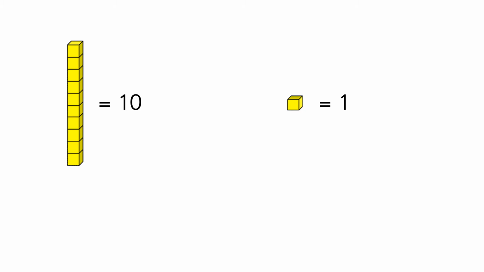And that is a really nice way of us remembering our place value. And we know that there are how many ones in this 10 stick? There are 10 ones. So we know that 1 ten is equal to 10 of these ones. And 10 of these ones is equal to 1 ten stick. Well done.